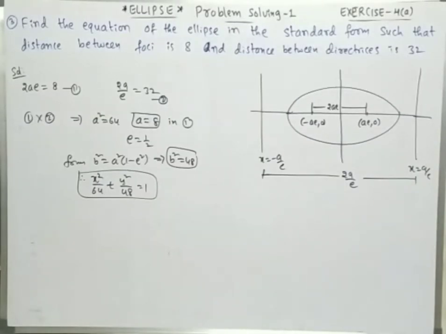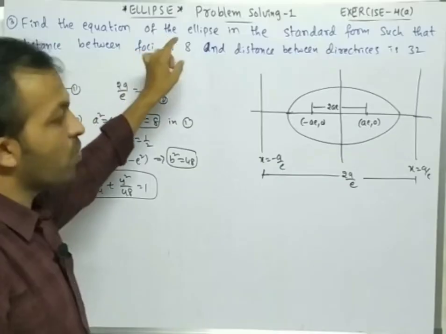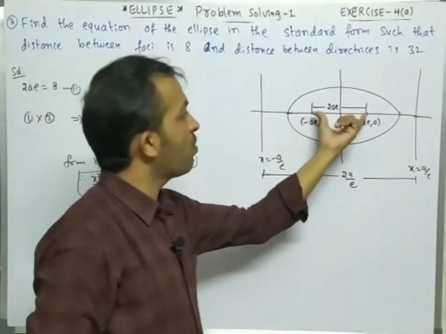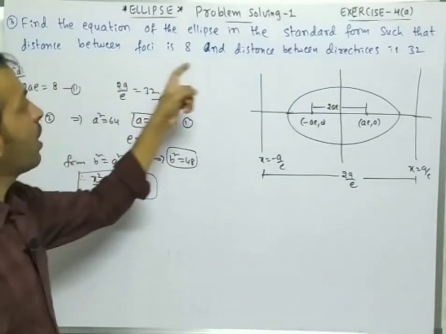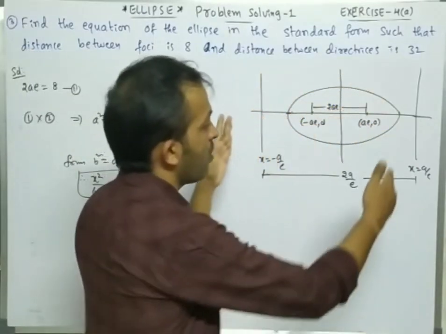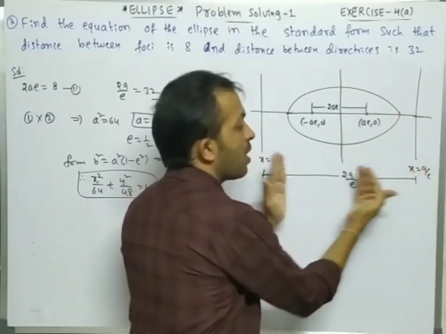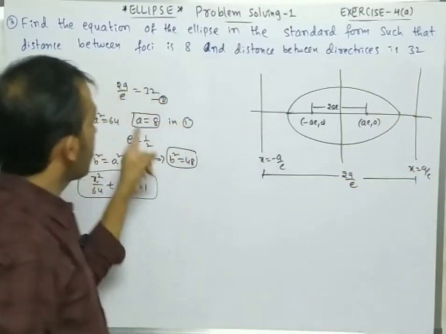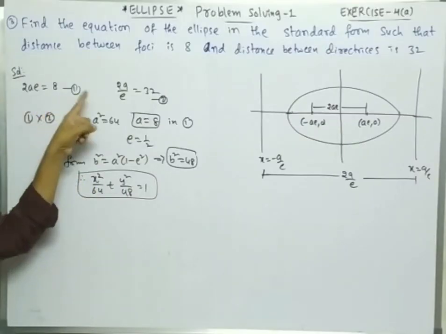This is a similar problem, so I am giving a hint only. Find the equation of the ellipse in the standard form. It is given that the distance between the foci is 8. The distance between foci, ae to ae, is equal to 8, and the distance between directrices, one is x equals minus a by e, another one is x equals a by e. The distance is 2a by e. So 2a by e is equal to 32. So here, these are equation numbers 1 and 2.